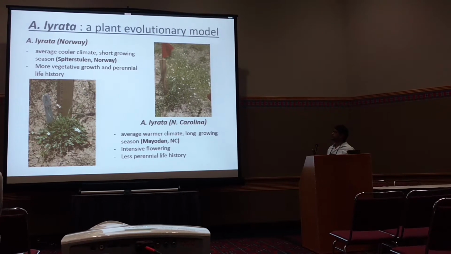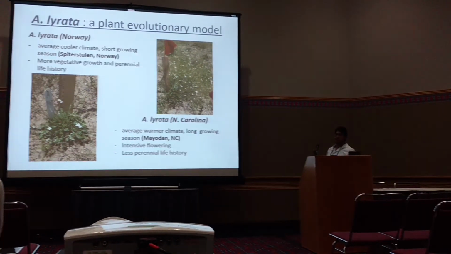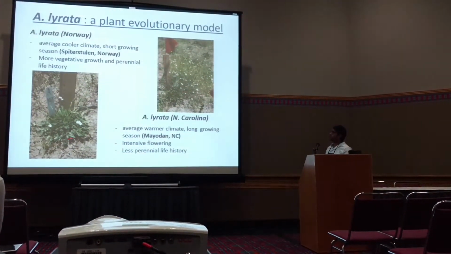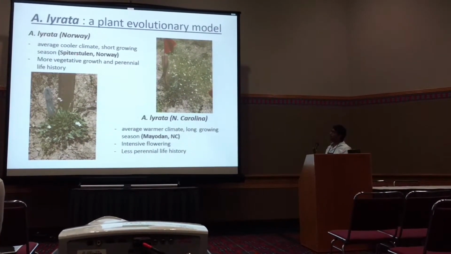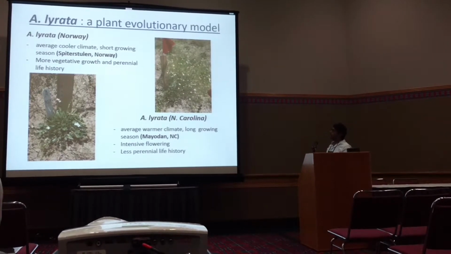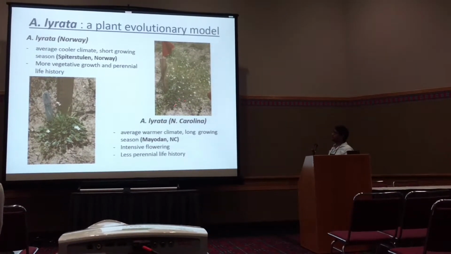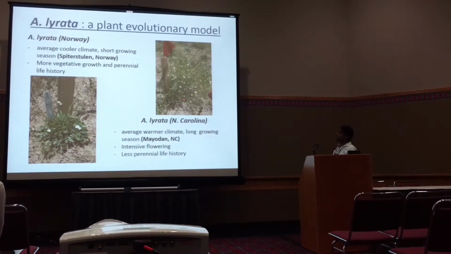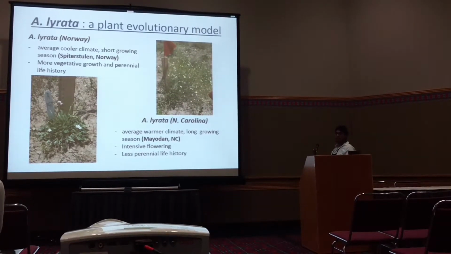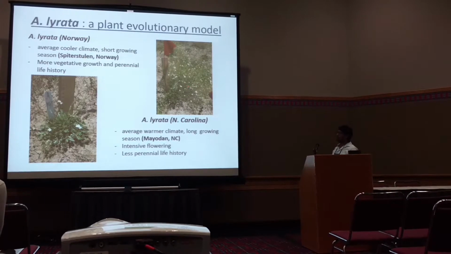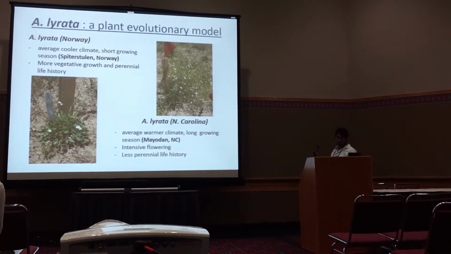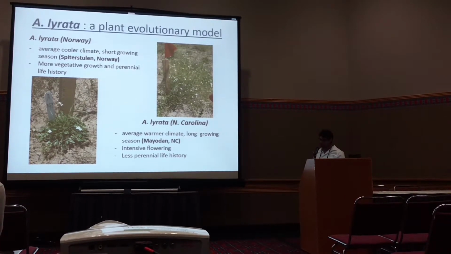So I started this project in the evolutionary model Arabidopsis lyrata, the sister species of Arabidopsis thaliana. We looked into two different populations. One is from Europe, Spiterstulen in Norway. The other is from Ireland, North Carolina. You can see that when grown in the same field site, they have contrasting life history traits. One of the populations invests most of its resources into reproduction, which can be seen by its effect on flowering. The other population puts most of its resources into vegetative maintenance.